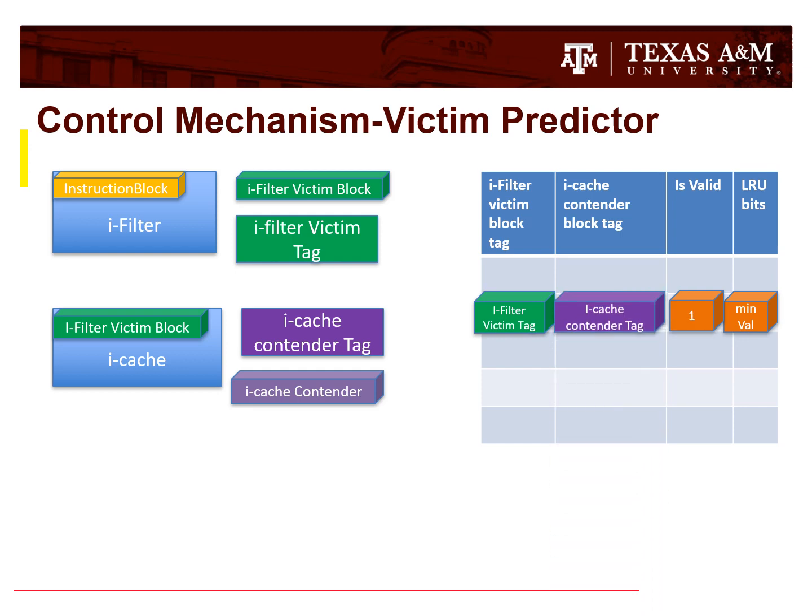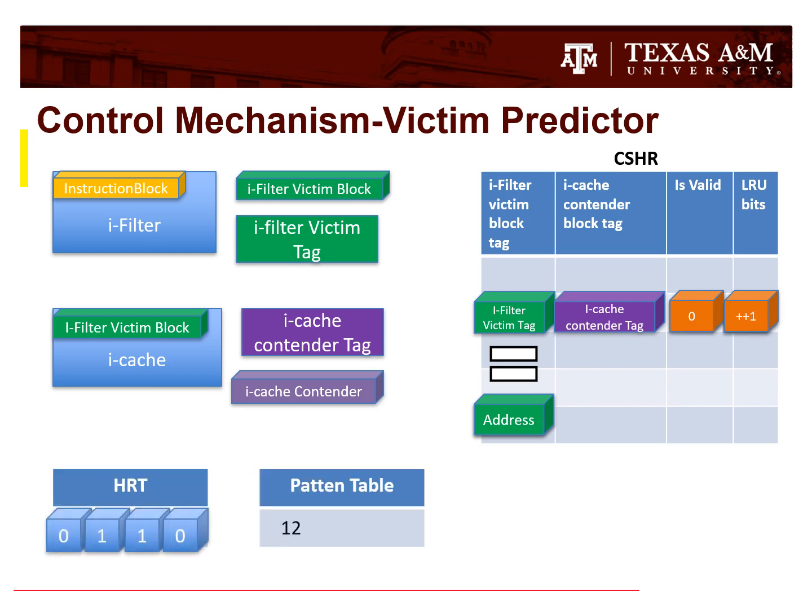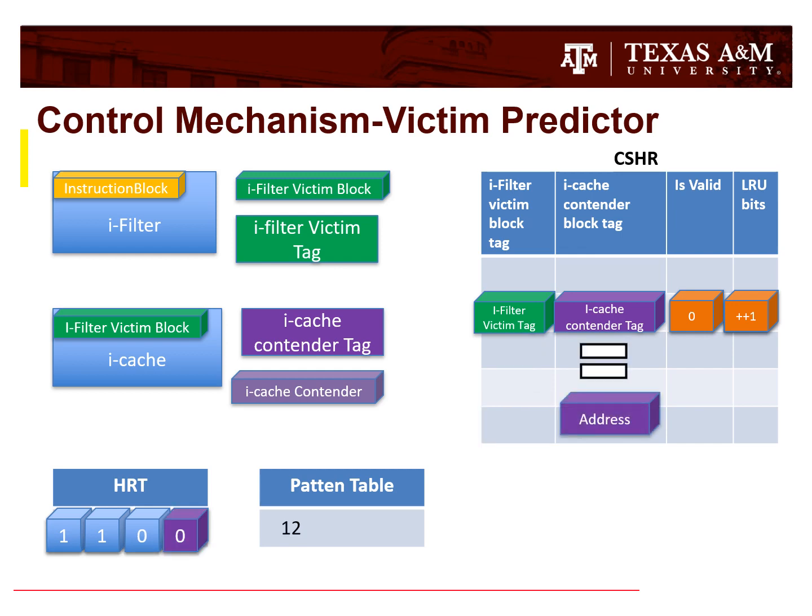Now, when a new address arrives, it is compared with the I filter victim tag. If it matches the I filter victim tag, then the HRT bits will be left shifted by 1 and the pattern table will be incremented by 1. The valid bit will also be made 0 and the LRU bits will be incremented by 1. If it matches the I cache contender tag, then the HRT bits will be left shifted by 0 and the pattern table will be decremented by 1.